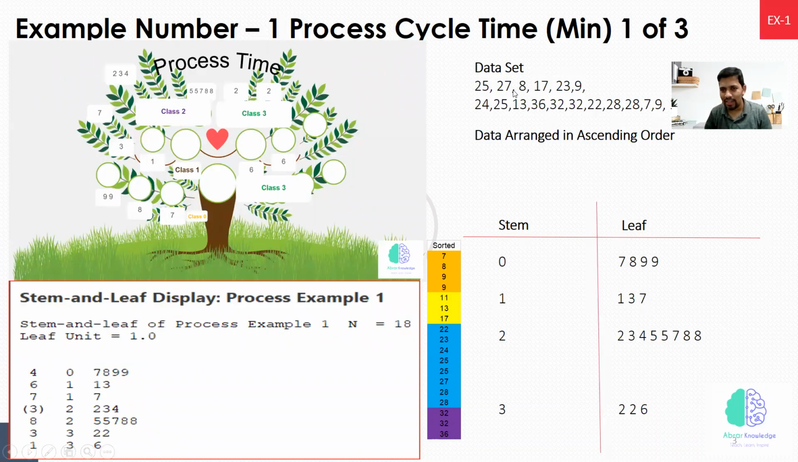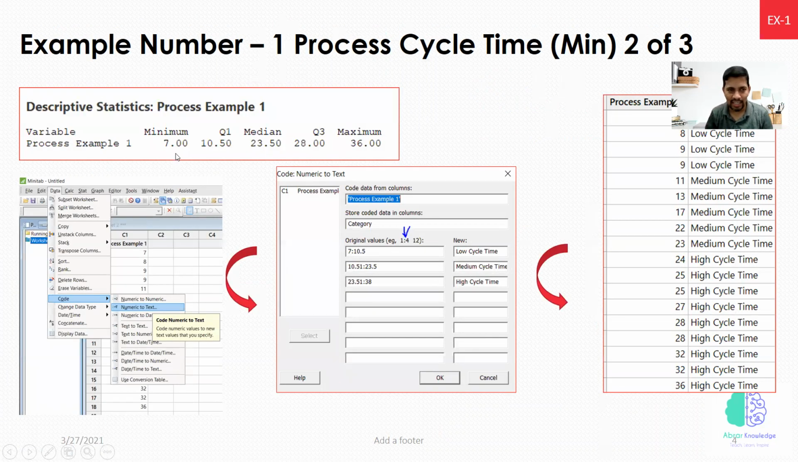So this is the data we have taken, and this is how the manual or hand method splits down the data. And in Minitab, it takes a fraction of a second to complete. Visually, we also demonstrated. Generally, once the data is there, I find out the descriptive statistics: minimum, Q1, median, Q3, maximum. Then we convert those values using numeric to text, so that anybody can interpret it very easily.